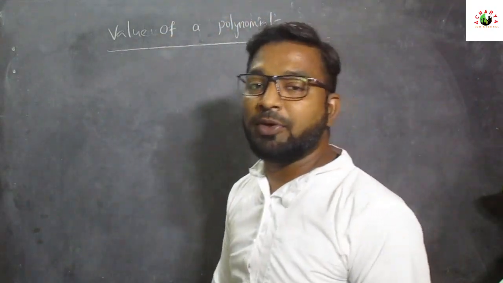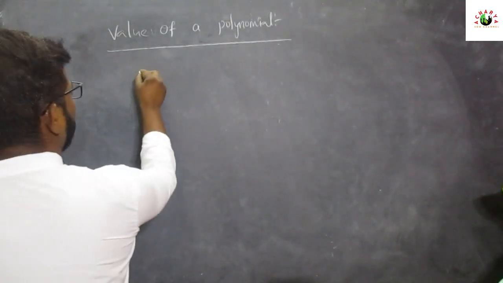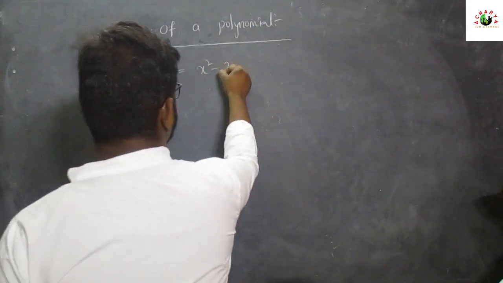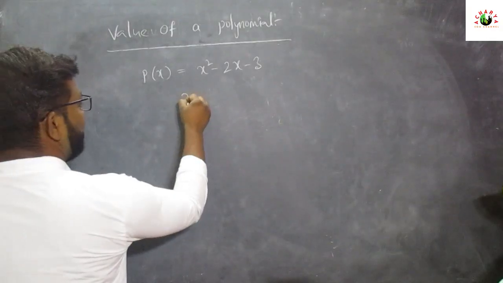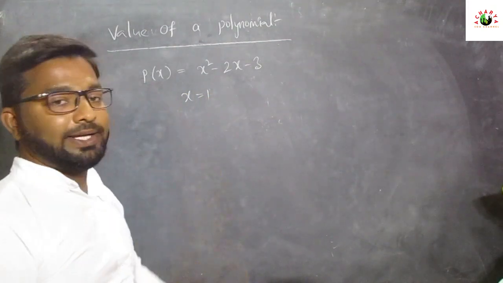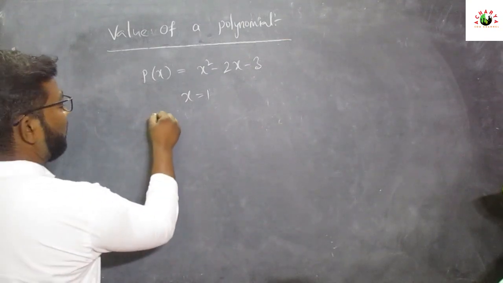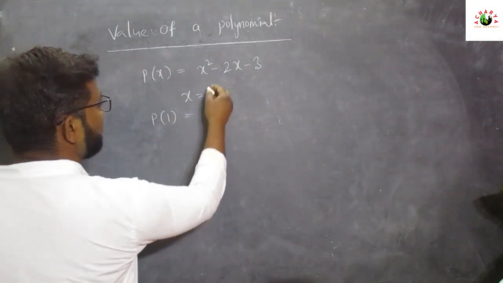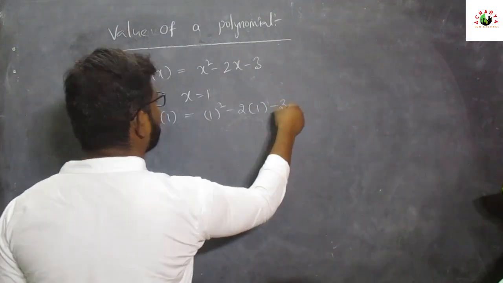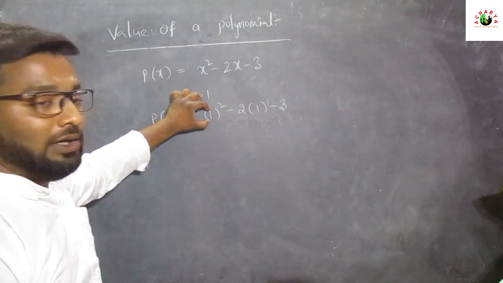What is the value of a polynomial? I am going to explain with an example. For example, p of x equal to x square minus 2x minus 3. If we take the value of x equal to 1, instead of x we take 1. So what is the value of p of 1? p of 1 is equal to 1 square minus 2 of 1 minus 3. Instead of x we are substituting the value 1.